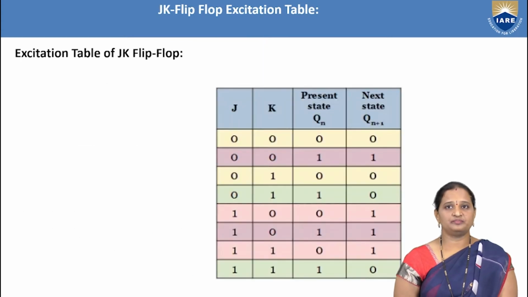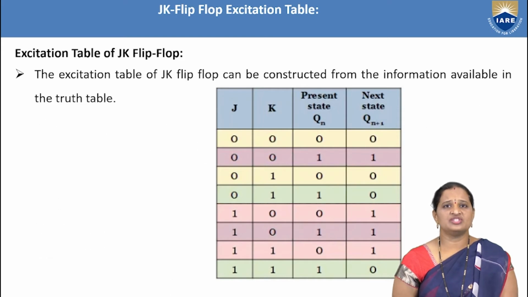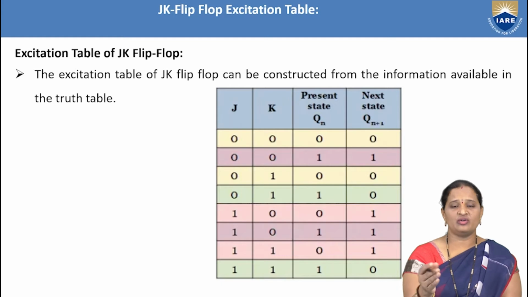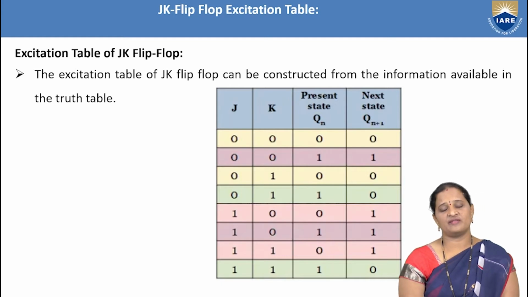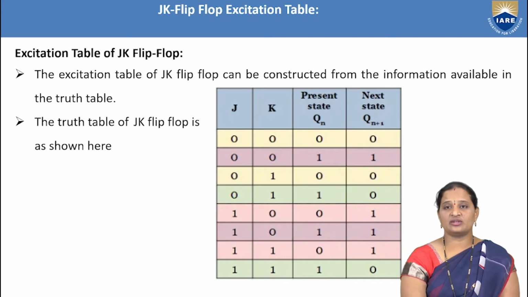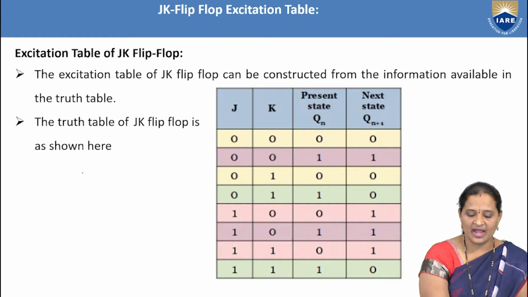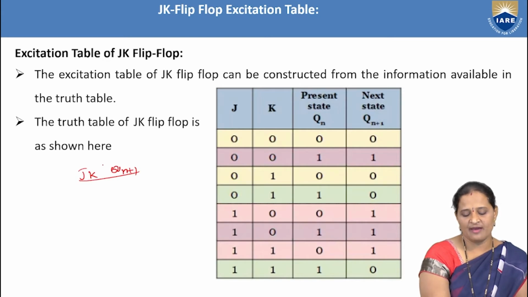Now coming to the JK flip-flop, the excitation table of the JK flip-flop. Again, you know that in order to get the excitation table of the JK flip-flop, we need the truth table of the JK flip-flop. The truth table of the JK flip-flop is as shown here. We already know the JK flip-flop truth table, where J and K are 0, 0, 0, 1, 1, 0, 1, 1.